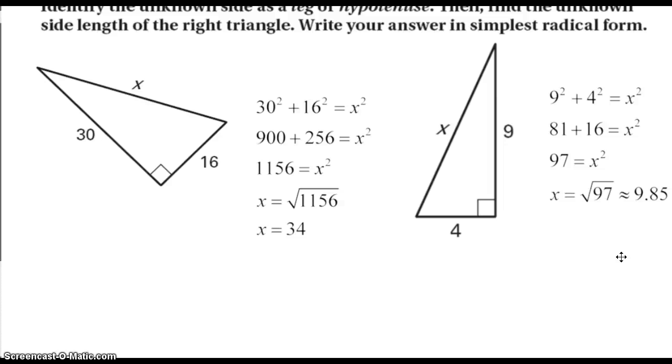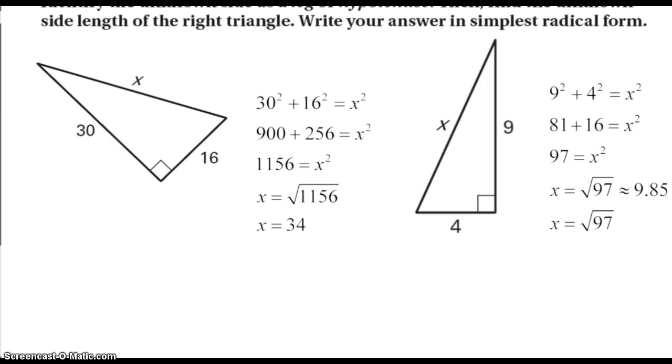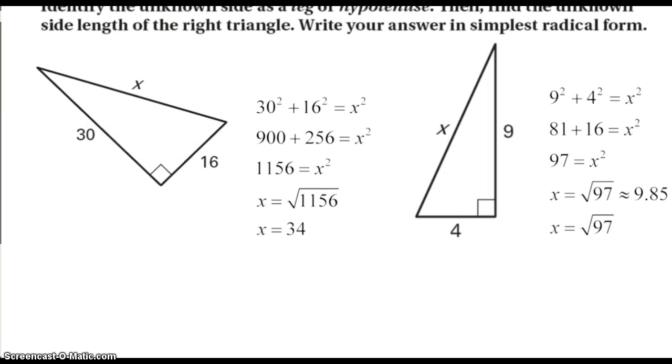Well, guess what? We can't give a decimal. So you must break down 97 into a factor tree. Well, there are no factors that really go into 97. So we're going to leave our answer as x is the square root of 97. And if you think about it, you should know that the square root of 100 is 10. So if the square root of 100 is 10, this answer is very close to 10.